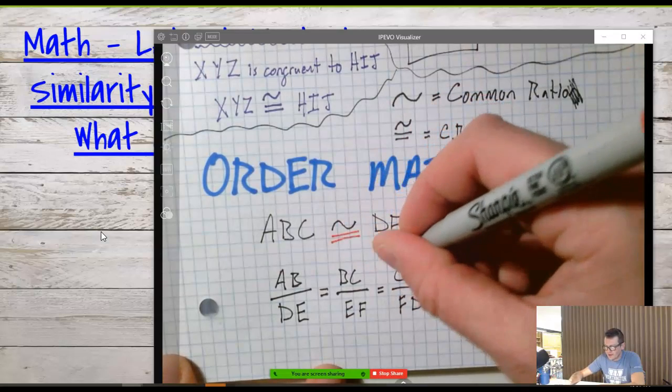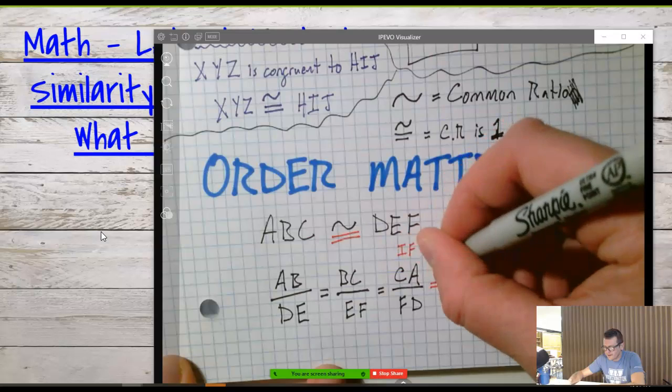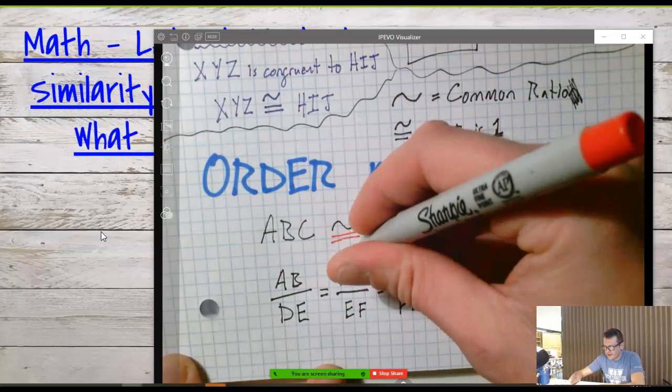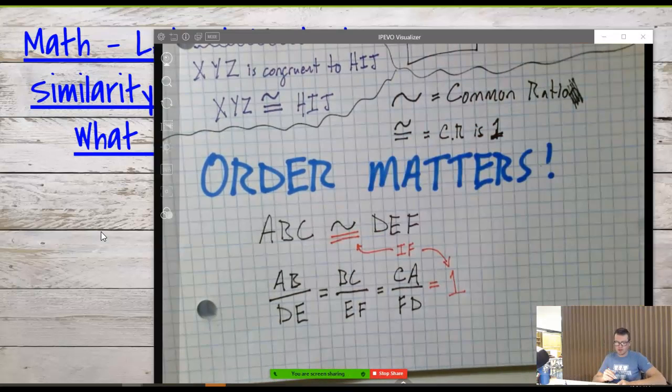If they're not just similar, but they're also congruent, all of those common ratios would equal 1. Otherwise, they just equal each other. Any questions on what we've written down so far? Getting us to the quote-unquote end of the first page for me.